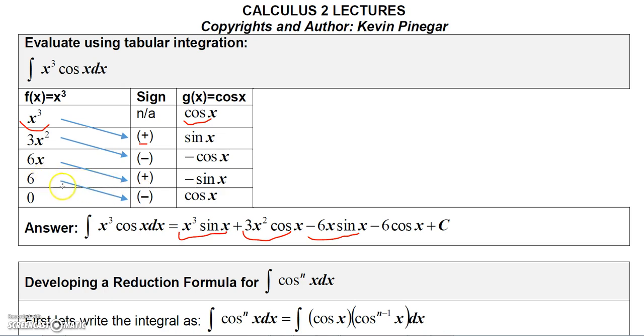And then you're going to take 6 times a minus cosine x. So that would be minus 6 cosine x. And then since you have a 0 here, that's as far as it goes, and then you can go ahead and add your plus c.